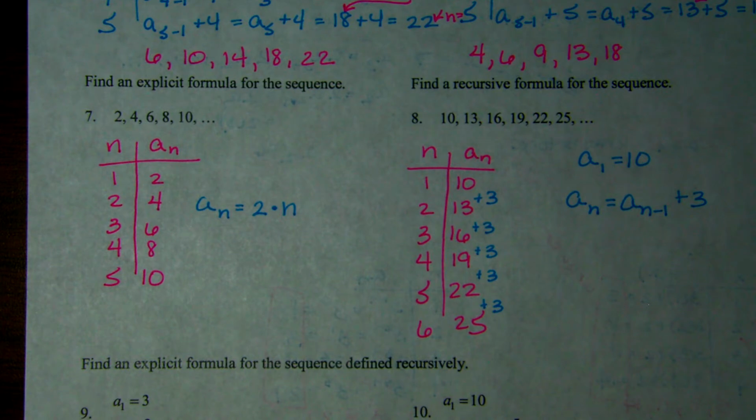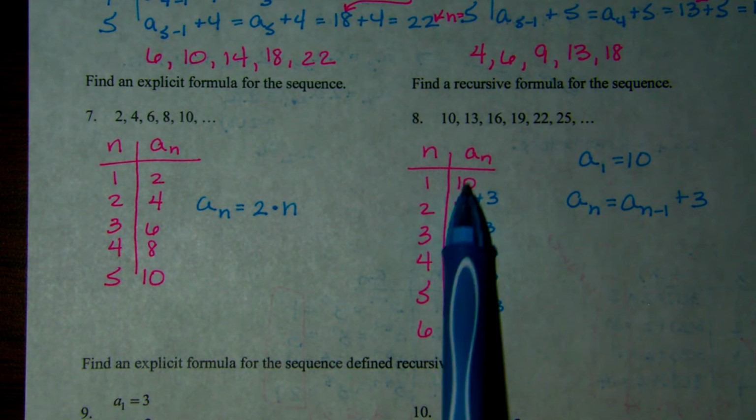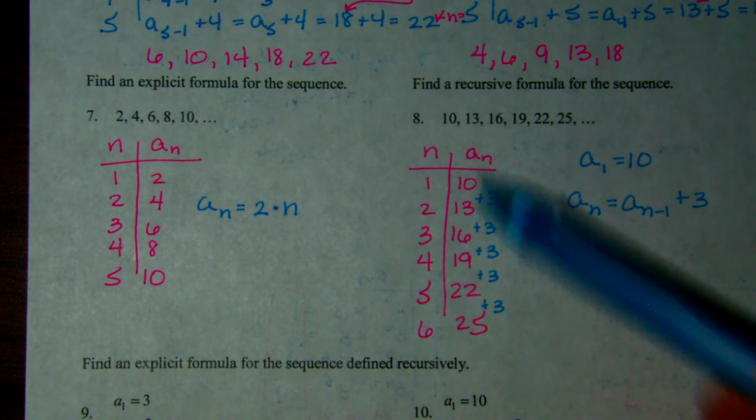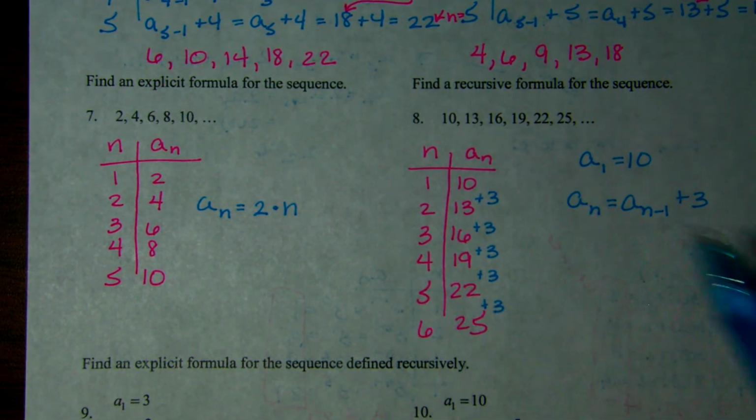It's a little harder to write an explicit formula than it is to write a recursive formula. Because with recursive formulas, you need the first term, and then you can just relate everything back. If we were writing an explicit formula for this, it would be a little more difficult to do.